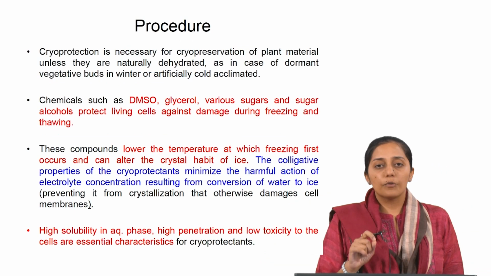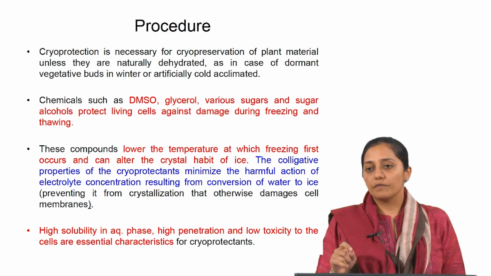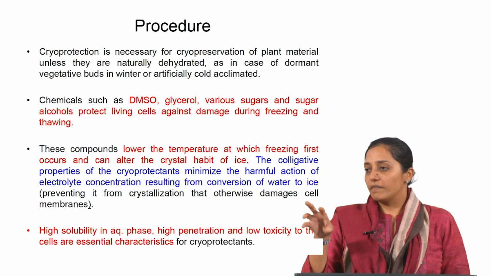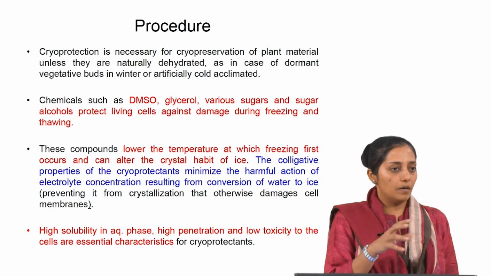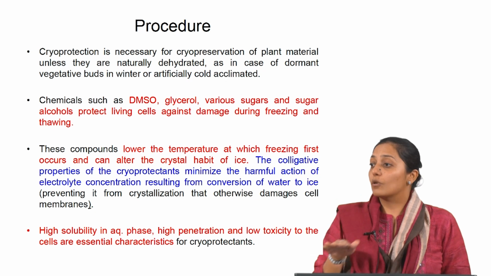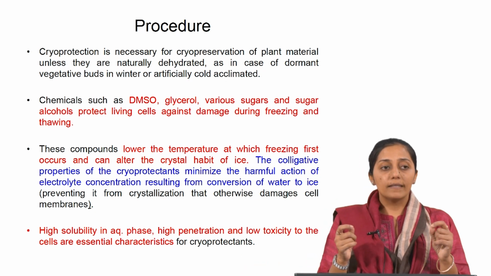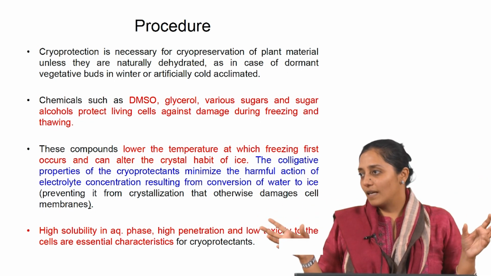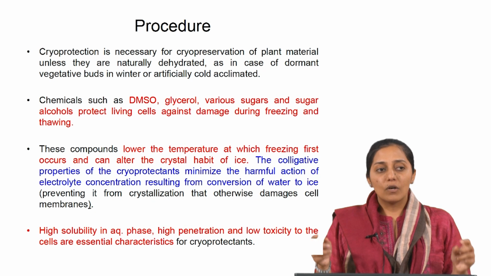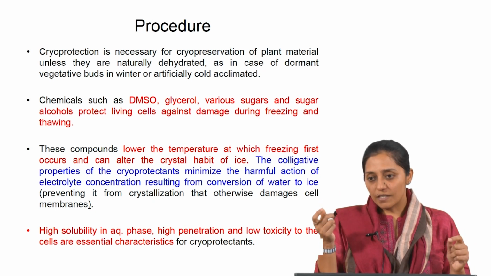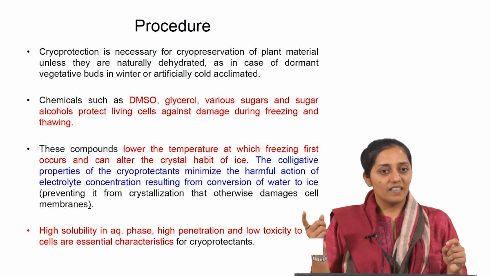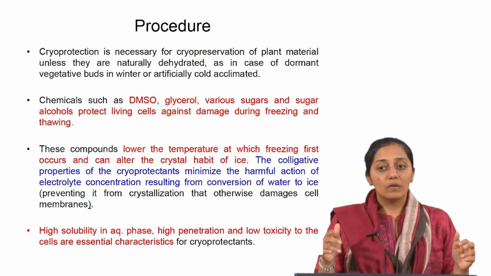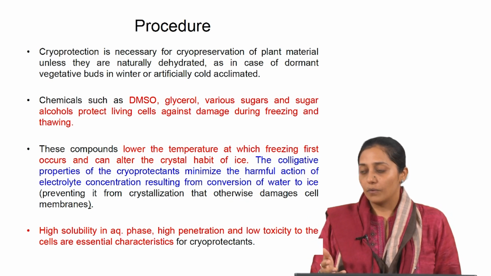So I will repeat, cryoprotection is necessary for cryopreservation of the plant material unless they are naturally dehydrated. Generally when we say cold acclimation, which plants use, it is nothing but a slow dehydration process. You will find that suddenly the spring comes and new buds and new leaves start coming in. So how is it happening? Because these auxiliary buds, which will regenerate into new plant material, are cryopreserved or cold acclimatized through this process which I was talking about.